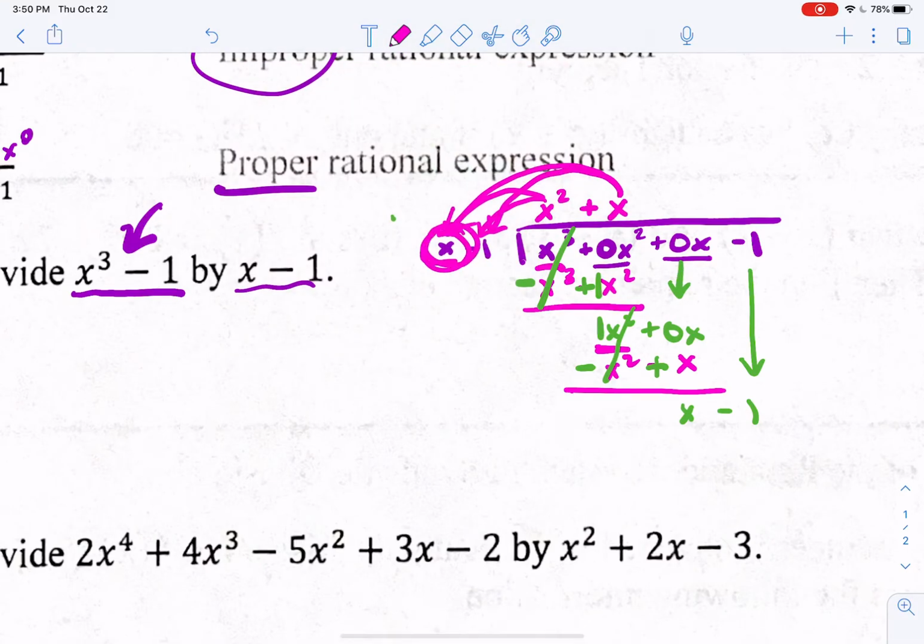Okay. Last step, I do the same thing again. What do I take times x to get x? x times a positive 1 will give me x. So then I distribute it back through. 1 times x is x. 1 times negative 1 is negative 1.